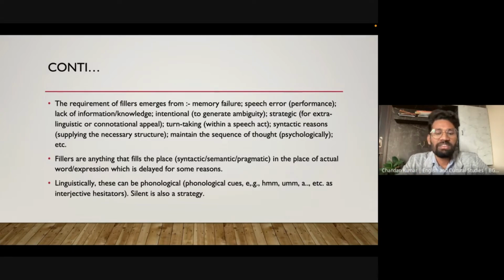So fillers are anything that fills the space or place of the actual word or expression, which is delayed for some reasons. As I said, there can be phonological, morphosyntactic, or some expression on the phrase level that we use for filling that place. So for phonological cues, we have some very conventional sounds that are used across languages. These are also called interjective hesitators. Silence is also used as a strategy. As a speaker, you have some momentary silence while you search for the exact word or the target word.